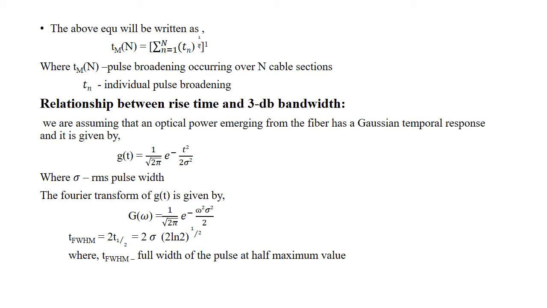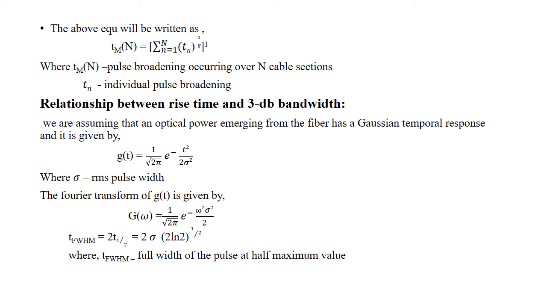So next one is relationship between the rise time and 3 decibel bandwidth. So here we are assuming that the optical power emerging from the fiber has a Gaussian temporal response and it is given by g of t is equal to 1 divided by root 2 pi sigma e power minus t squared by 2 sigma squared. So here sigma is the RMS pulse width. So the Fourier transform of g of t is given by G of omega, that is equal to 1 by root of 2 pi e power minus omega squared sigma squared by 2.